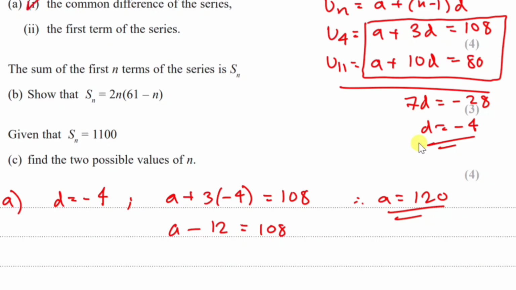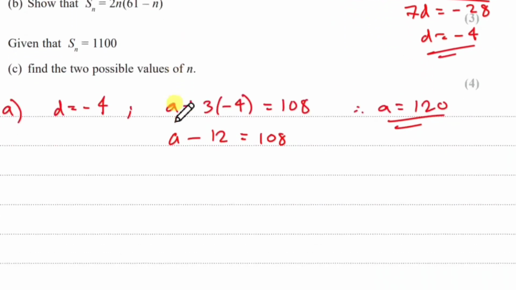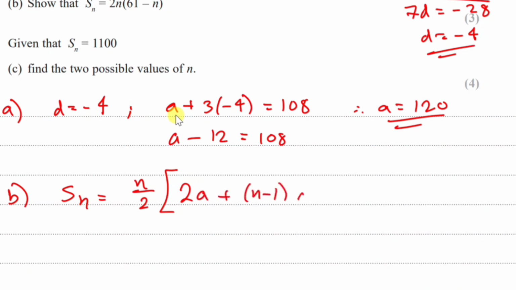Nice, so that covers part a. Now next one, the sum of the first n terms is Sn. Show that Sn equals 2n times (61 minus n). So first things first, we need to write the general formula for Sn, yeah? So the sum of the first n terms looks like this. It's always n over 2, big bracket, 2a plus (n minus 1) times d.